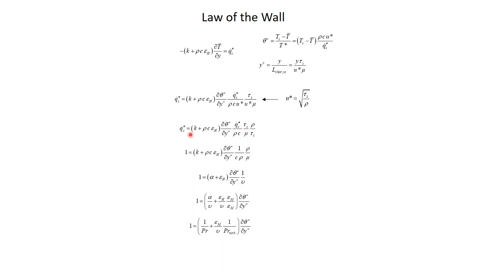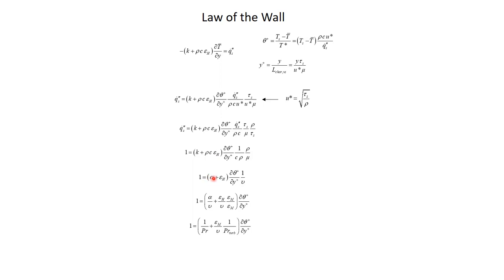What did I do next? I made some cancellations that are pretty obvious. So on each side I have this heat flux, I can get rid of that. On the top and the bottom I have the shear stress, I can get rid of that, and I'm left with this equation here. So I'm closer. I'm going to take this rho c and bring it into the parentheses.